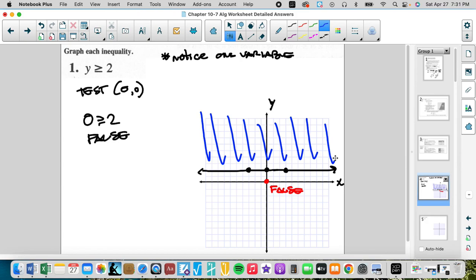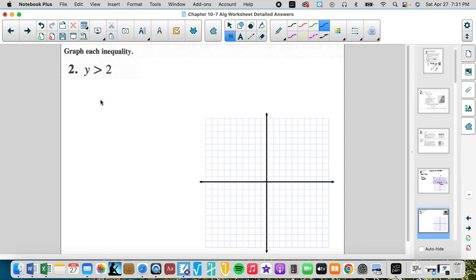Okay, so that's a nice introductory problem. This time, it's still going to cross the y-axis at 2, but this time it's going to be dotted because it's not equal to that. So we drew a dot. I do open circle points, and some teachers want you to label some points.